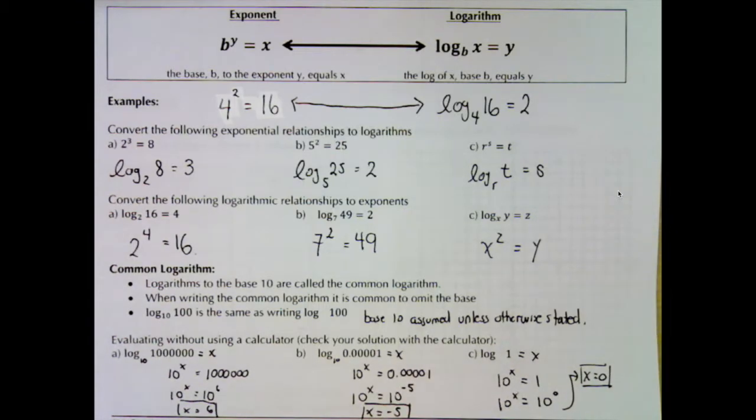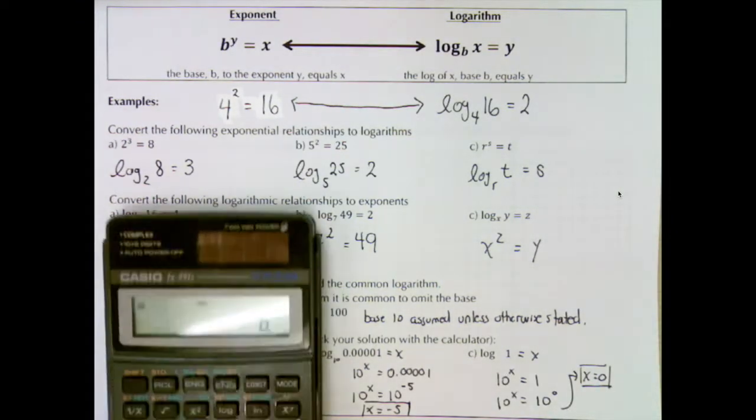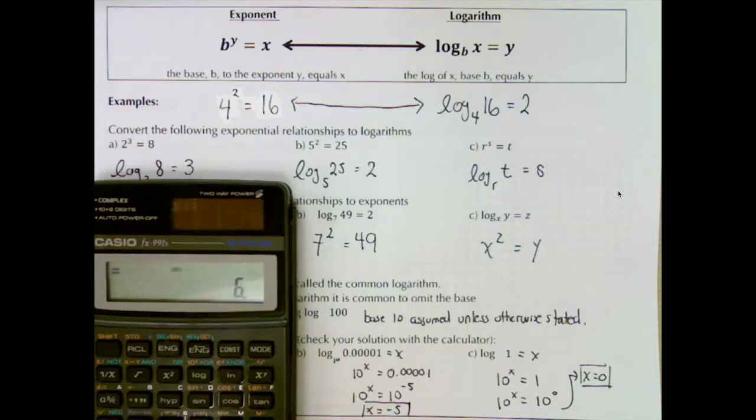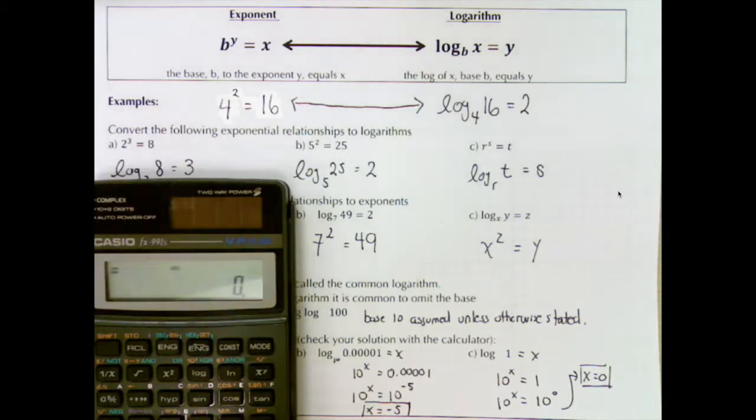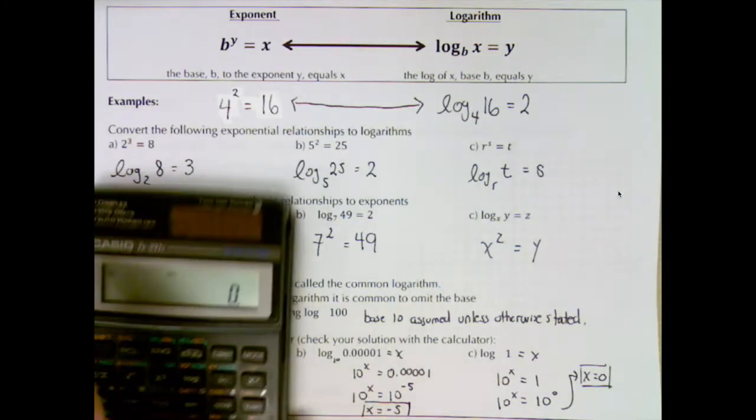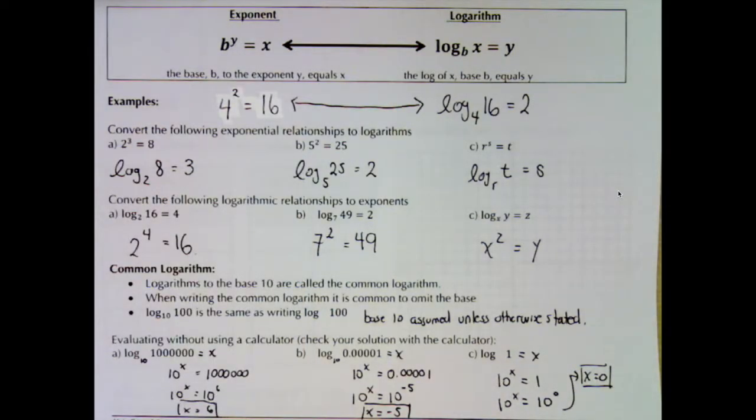And again, all of these could be done on your calculator. So let's check our answer to B. That would be log 0.00001. And we get -5, so we've done that one correctly. And log 1 equals 0. Perfect. So that's the relationship between exponents and logarithms. And that is how we can evaluate using the common logarithm with a calculator or without a calculator.